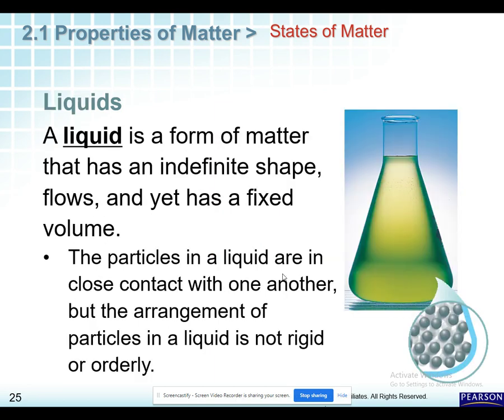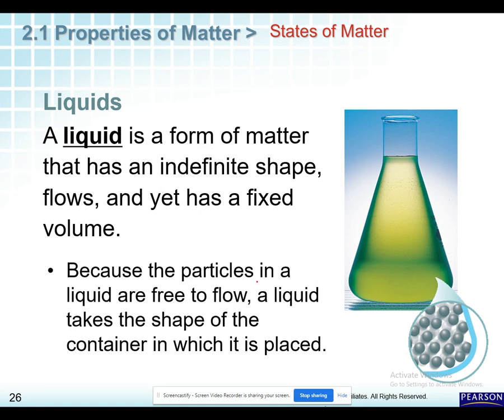The next you have is a liquid. A liquid is a form of matter that has indefinite shape. And so that means it can change. It flows, yet it has a fixed volume. So the volume cannot change. So the particles in a liquid are in close contact with one another. However, they do have a little space here. So since they do have a little space, they can move around one another.